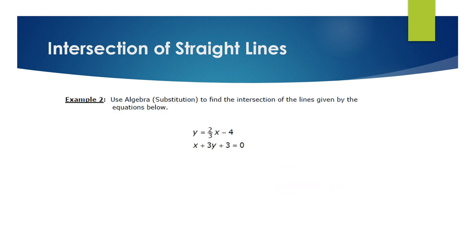So there's other means of doing it, and one of the other means is to use some algebra. Now, here we want to use substitution to find the intersection of the lines given by the following equations. Substitution is typically used if I have at least one equation solved for a variable, and here I do. If you don't have that, you can always solve one of the equations for that variable, and you could just use it like that. That's fine.